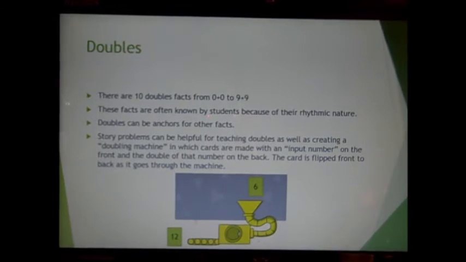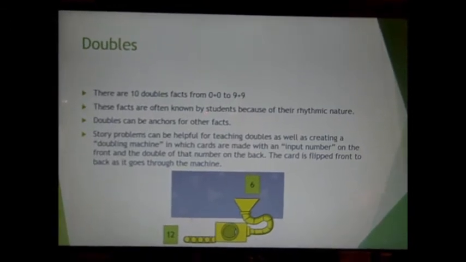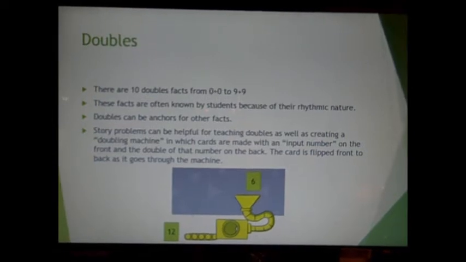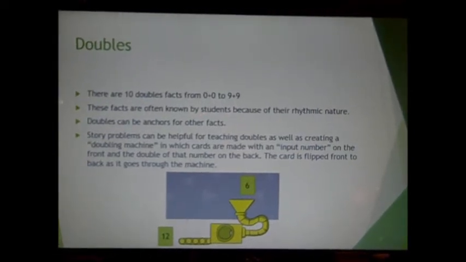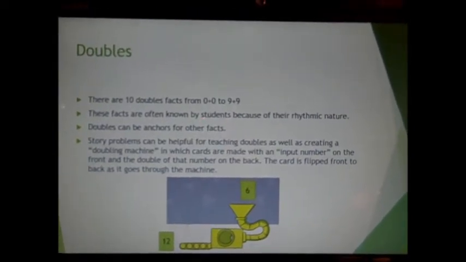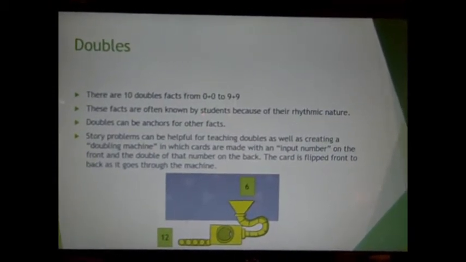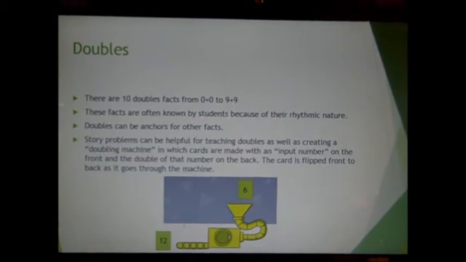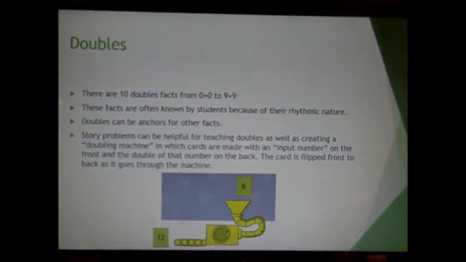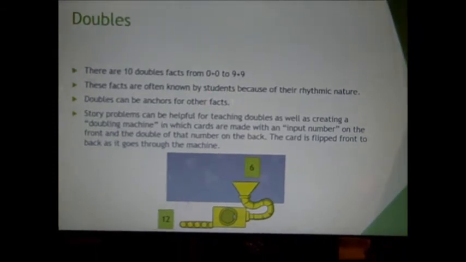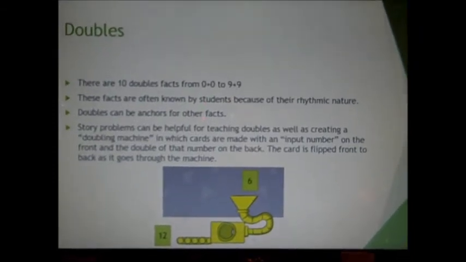There are 10 double facts from 0 plus 0 to 9 plus 9. These facts are often known by students because of their rhythmic nature. Doubles can be anchors for other facts. Story problems can be helpful for teaching doubles, as well as creating a double machine in which cards are made with an input number on one side and the double of that on the back. The card is flipped as it goes through the doubling machine, such as the one below.